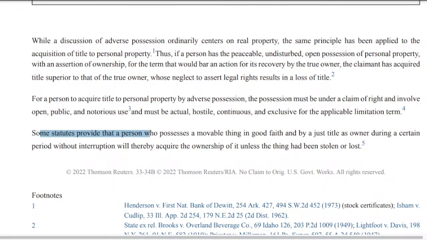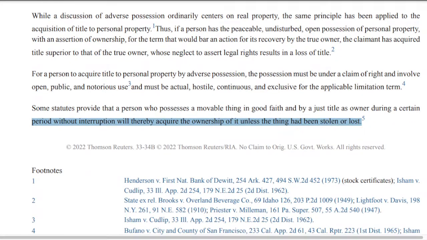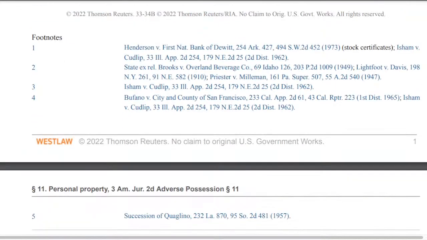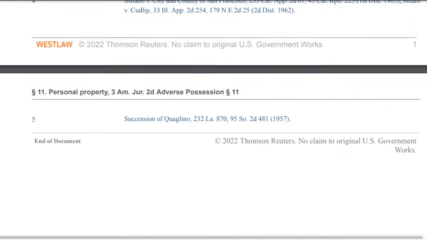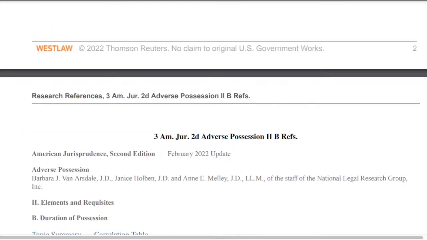Some statutes provide that a person who possesses a movable thing in good faith and by a just title as owner during a certain period without interruption will thereby acquire the ownership of it unless the thing had been stolen or lost. Could that be a car? In this case, let's see, as footnote 5, Succession of Quaglino, 1957, Louisiana. Okay.